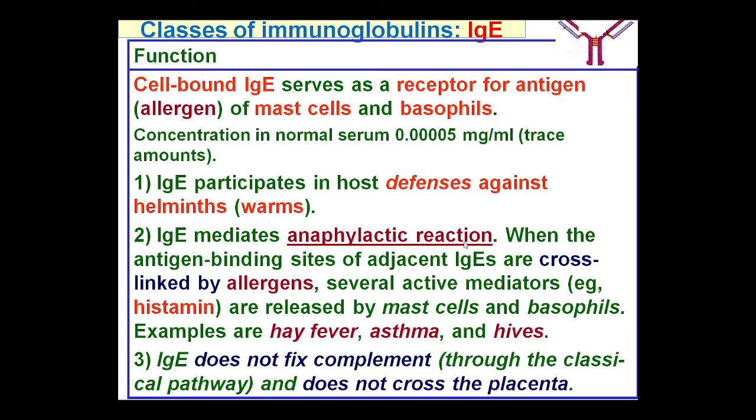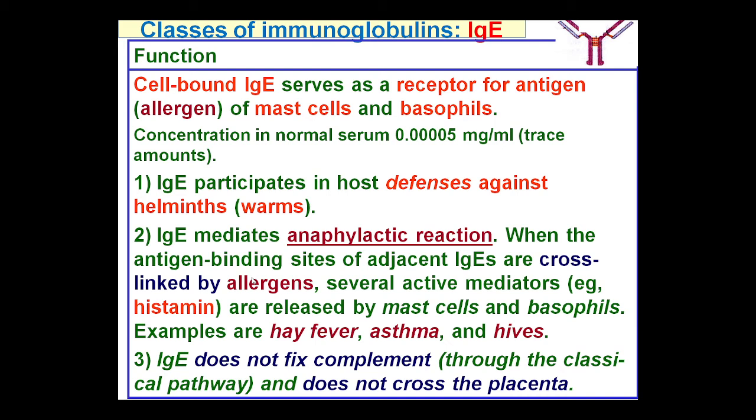Immunoglobulin E mediates anaphylactic reaction. In this reaction, in the controlled form, this is protective against worms. But when the antigen binding sites of adjacent immunoglobulin E are cross-linked, it means if neighboring immunoglobulins attached to the surface of the mast cells are cross-linked because both molecules' Fab fragments react to the determinants of one antigen molecule or one antigen complex, cross-linking of these immunoglobulins attached to the surface of the cells is happening.